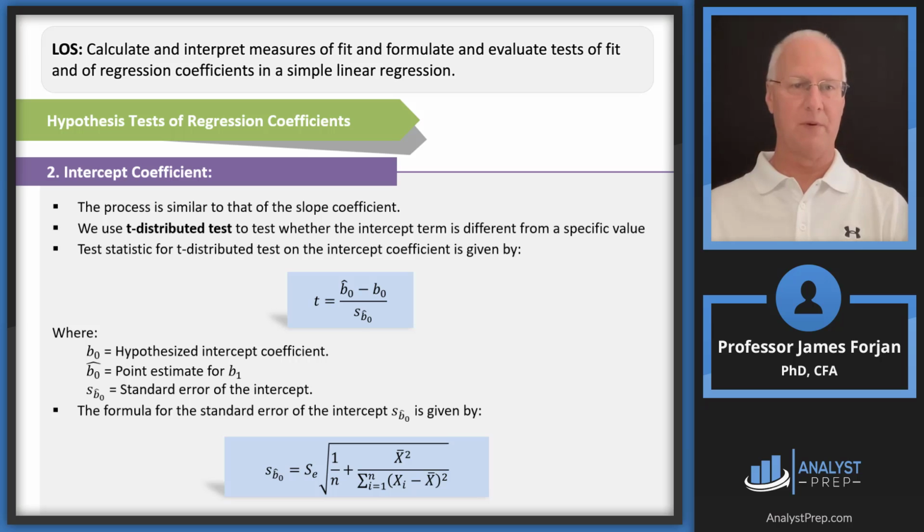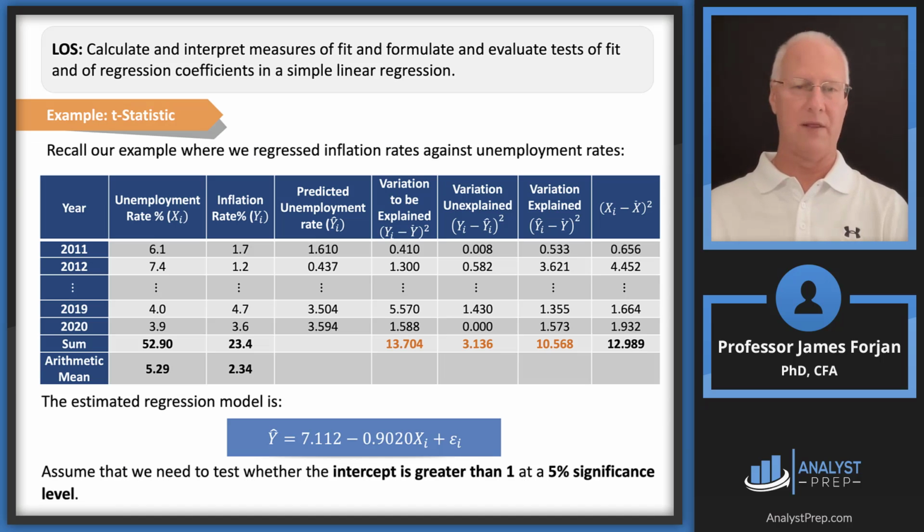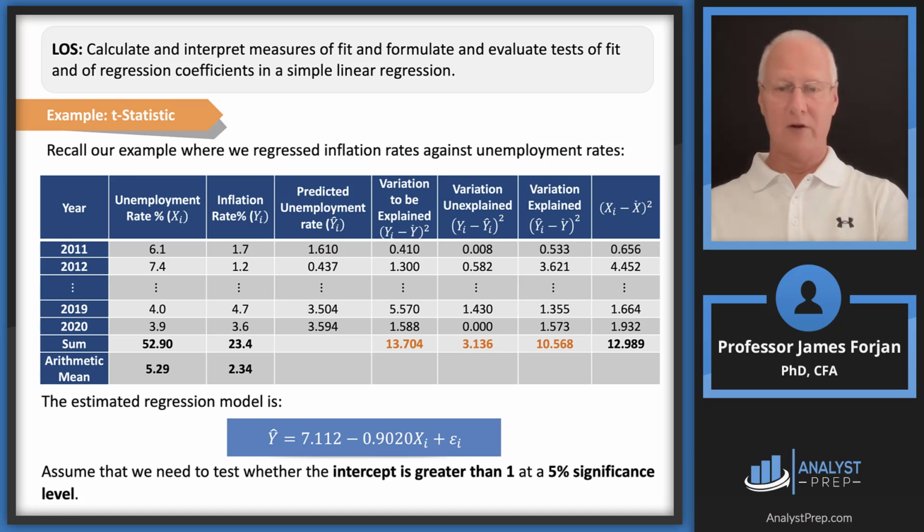Now let's do the intercept coefficient. The equation is exactly the same right there in the blue box, but instead of b1 in the numerator and the standard deviation of b1 in the denominator, we just switch it over to the intercept term. But we need another formula for the standard error of the intercept, and there it is at the bottom. So once again, we have this table, and we're comparing the relationship between inflation and unemployment, just like we did back in part 1.